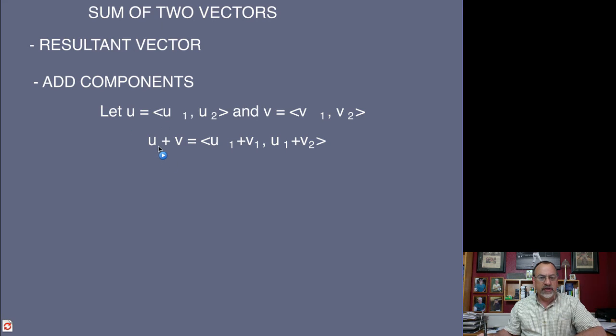If I wanted to add vector u plus vector v, I simply add the a of u plus the a of v, and then the b of u plus the b of v.